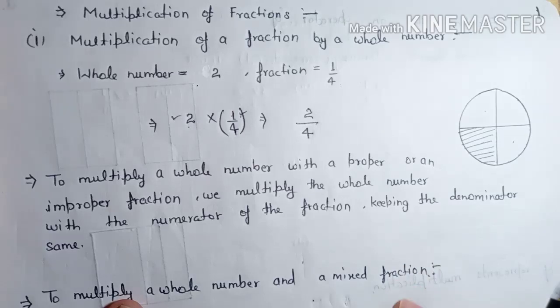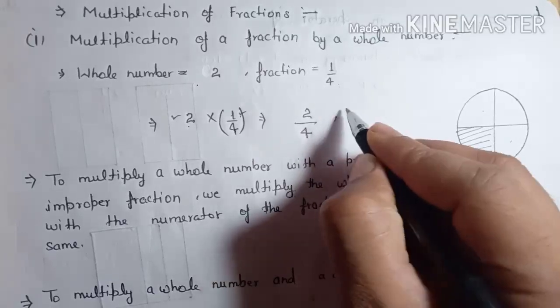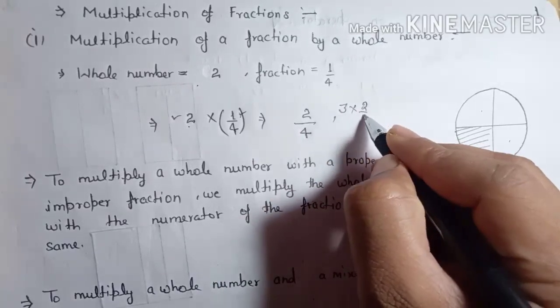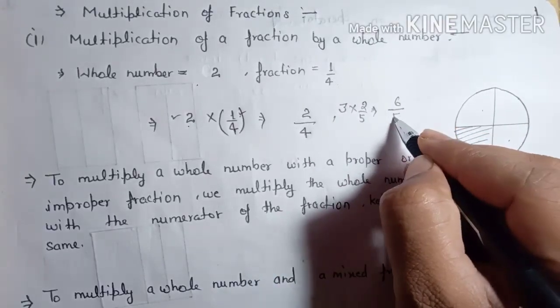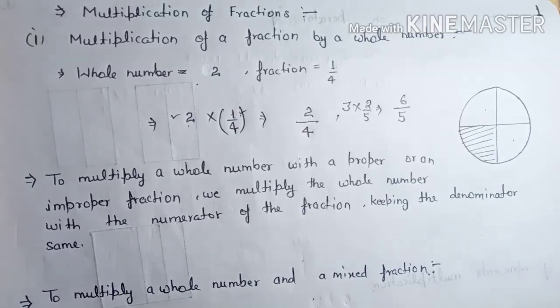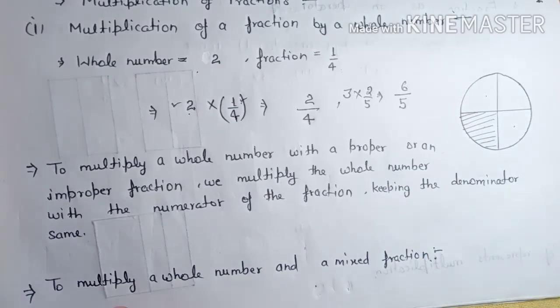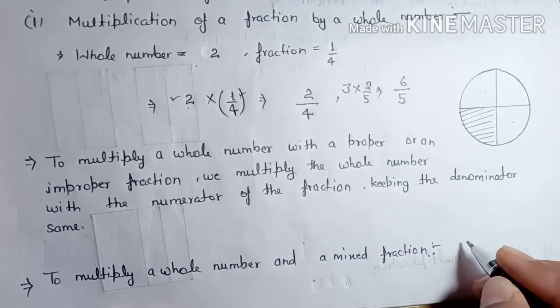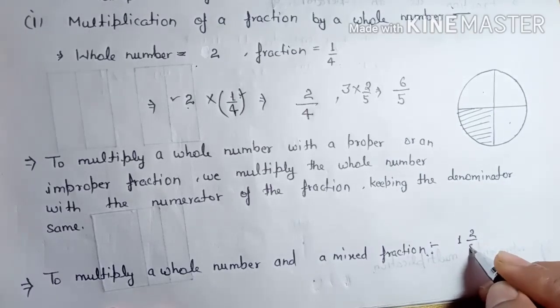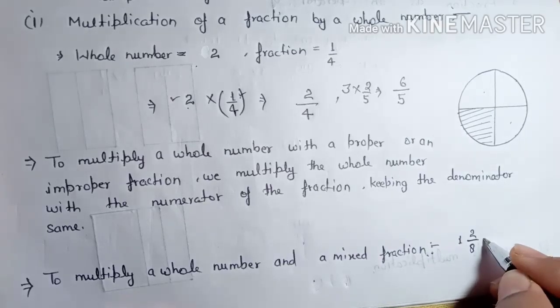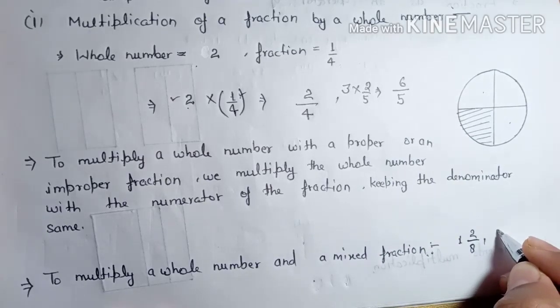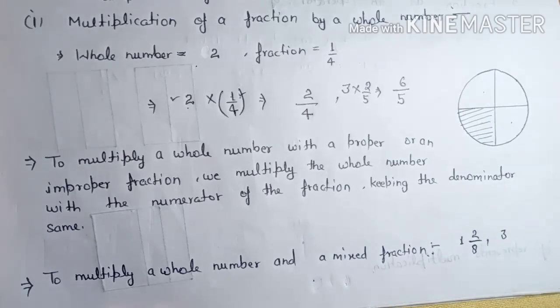What if we have to multiply a whole number and a mixed fraction? If you want to take another example, multiply 3 by 2 upon 5, and you will get 3 2s are 6, and 6 upon 5. This is another example. Here is a line: to multiply a whole number and a mixed fraction. How to do this? If you have a mixed fraction 1 whole 2 upon 8 and a whole number 3, what to do?